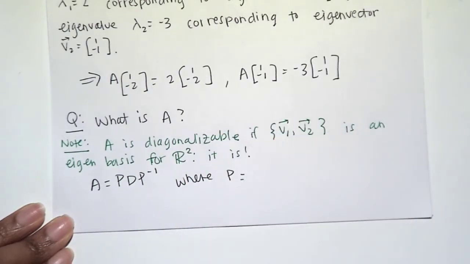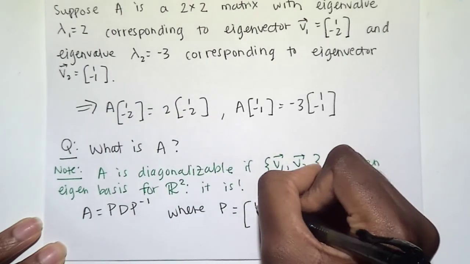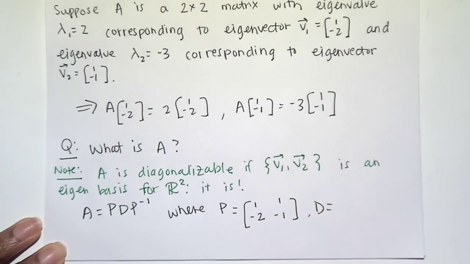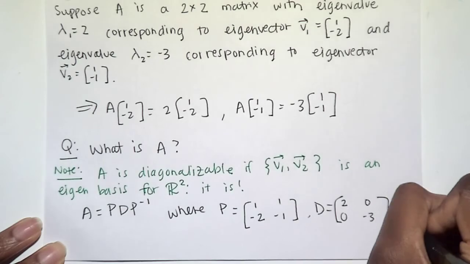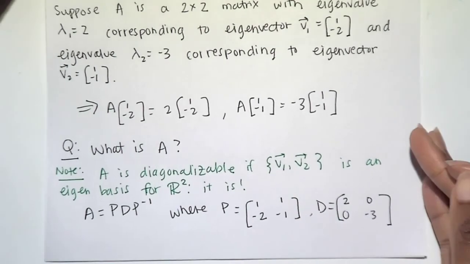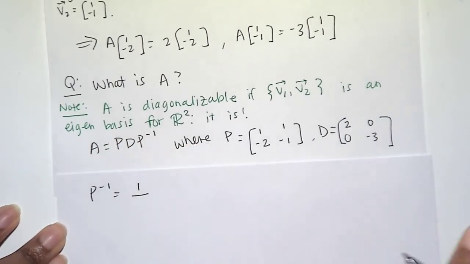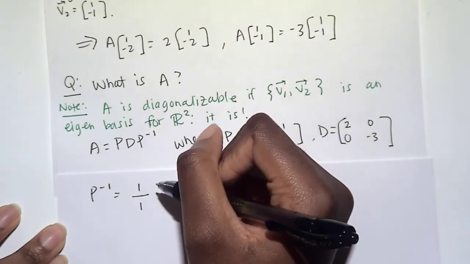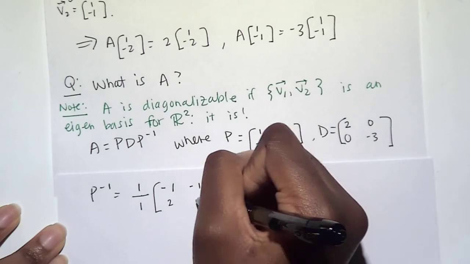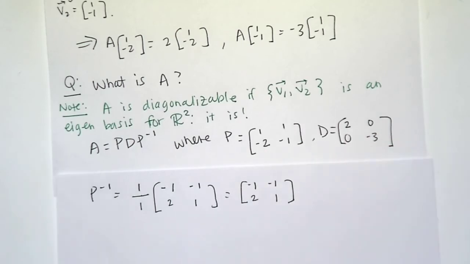Where P is just going to be the matrix you get by putting the eigenvectors together, and D is the matrix you get by putting the eigenvalues on the diagonal. We can quickly and easily find P inverse: 1 over the determinant, that's negative 1, positive 2. All right, so we have all the pieces to set up what A is.